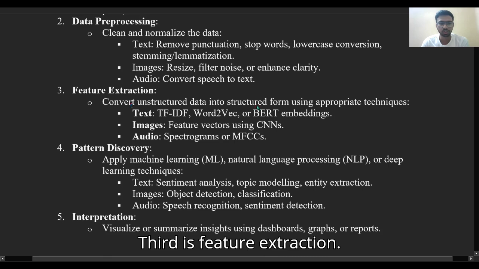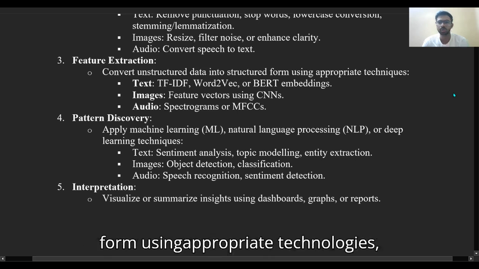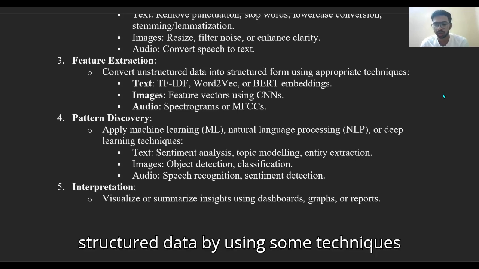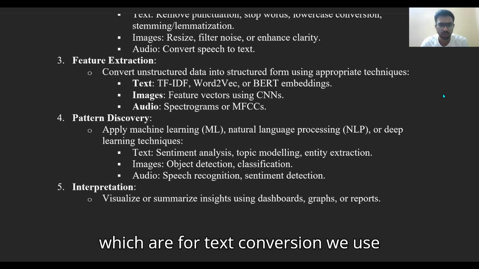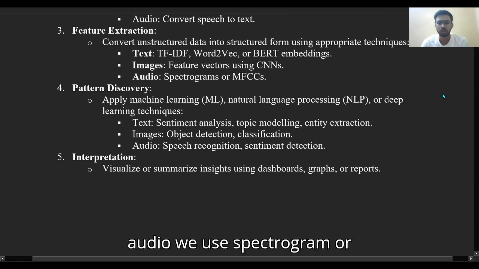And third is feature extraction. Convert unstructured data into structured form using appropriate techniques. So we convert the unstructured data to structured data by using some techniques. For text conversion, we use TF-IDF, Word2Vec, or BERT embeddings. For image extraction, we use feature vectors using CNNs. For audio, we use spectrogram or MFCCs.